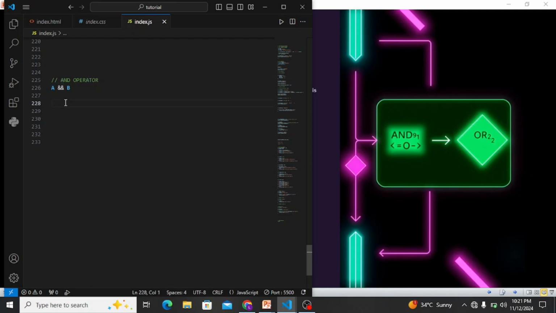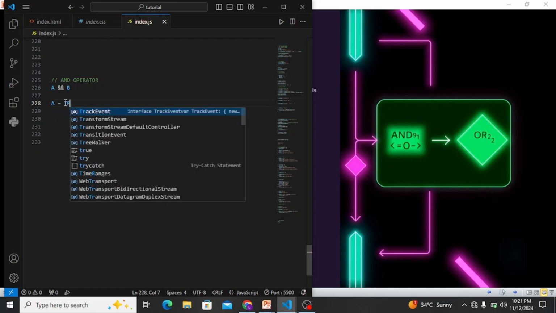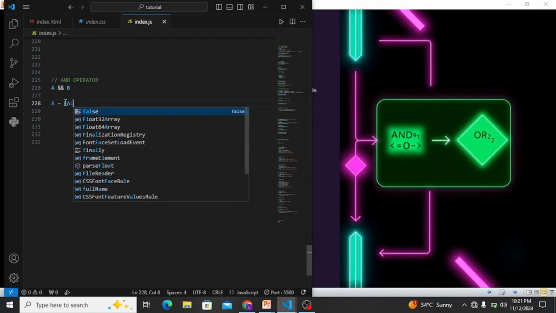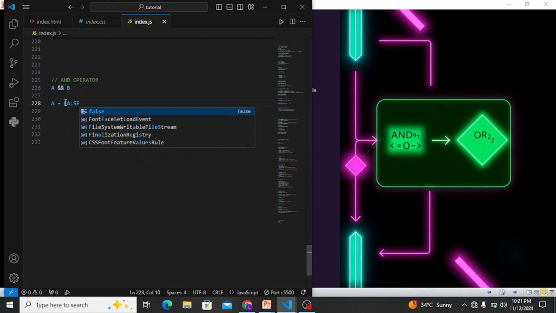That means if we have two options, we have option A to be equal to what? To be equal to true, right? Or to be equal to false, for example. And we're considering the AND operator.